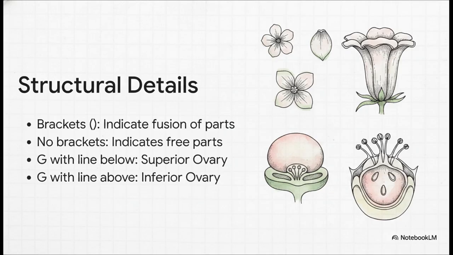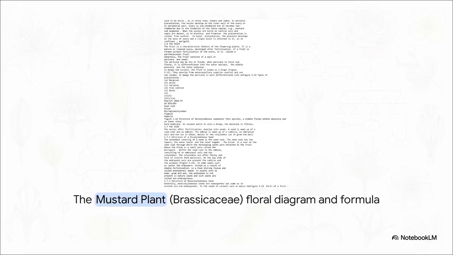And pay close attention to the G, the gynoecium. If there's a little line drawn underneath the G, the ovary is sitting right on top of everything else. It's superior. A line drawn above the G, the ovary is buried below the other parts, making it inferior. Let's see how this works in action with the mustard plant from the Brassicaceae family. The formula translates flawlessly into a visual diagram. Those outermost rings, that's your K and C, showing the free sepals and free petals.